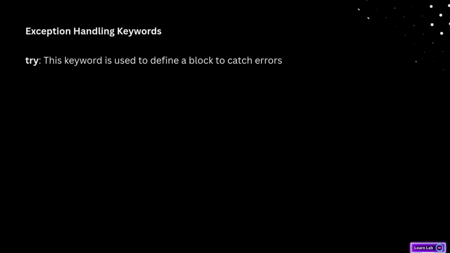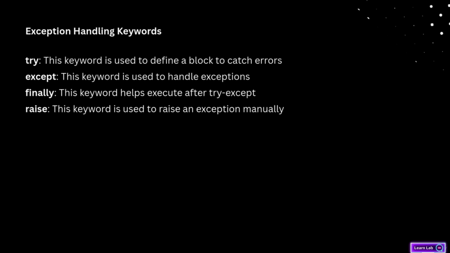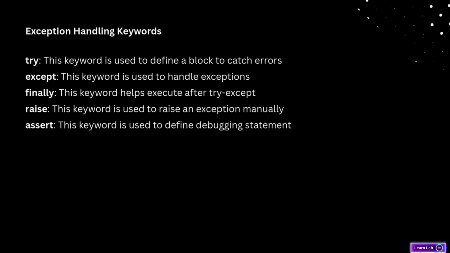Next is exception handling keywords. The keywords under this category are used to handle errors and exceptions. Try: this keyword is used to define a block to catch errors. Except: this keyword is used to handle exceptions. Finally: this keyword helps execute code after try and except. Raise: this keyword is used to raise an exception manually. Assert: this keyword is used to define a debugging statement.